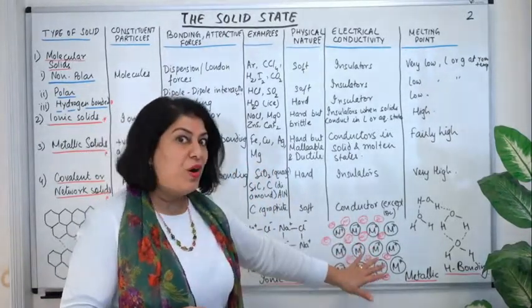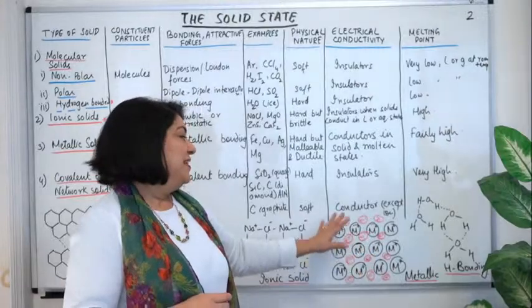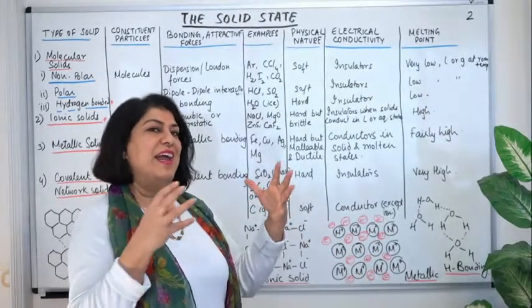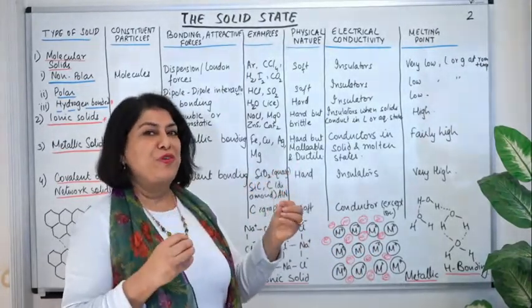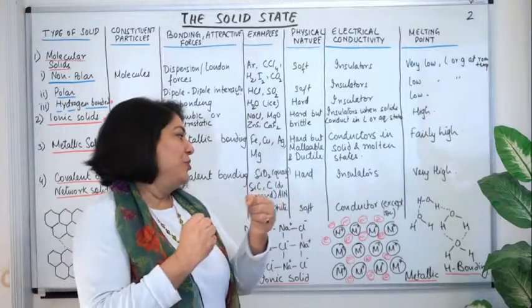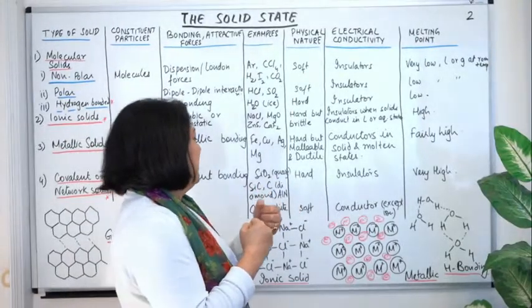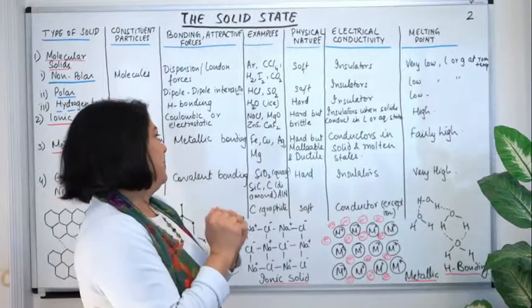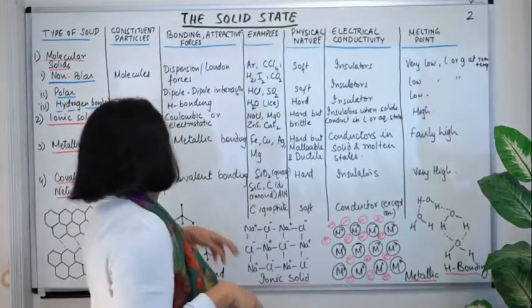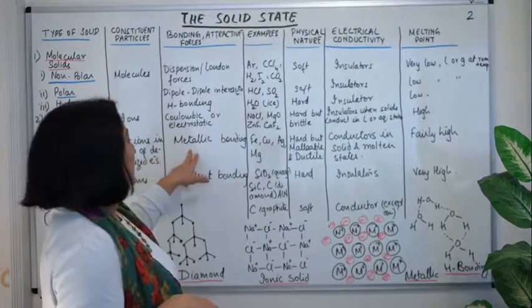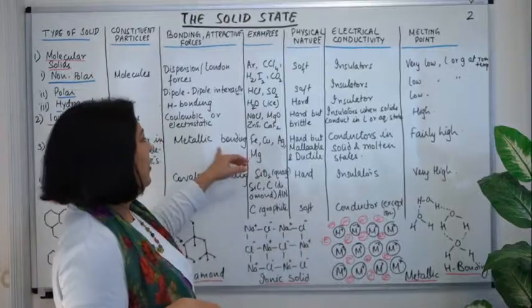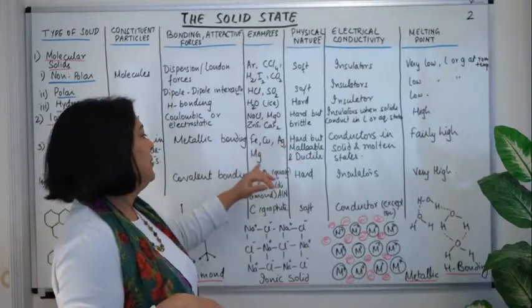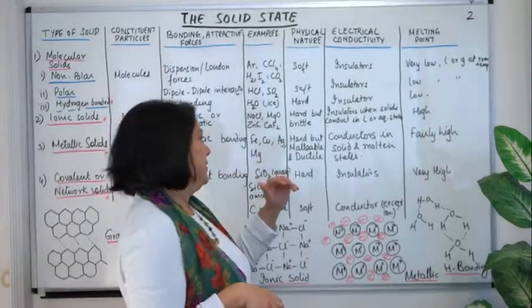Again, there is no bond here. But the electrons are free, and it is again the Coulombic forces of attraction, the positive and negative, which are going to keep the metal atoms together. The negative sea of electrons holds the positive metal ions together. So we say that this kind of bonding is known as metallic bonding. Examples are iron, copper, silver, magnesium, gold, all metals.